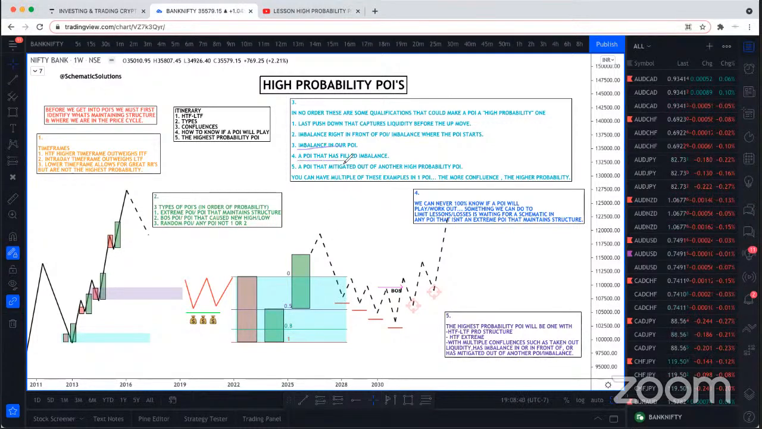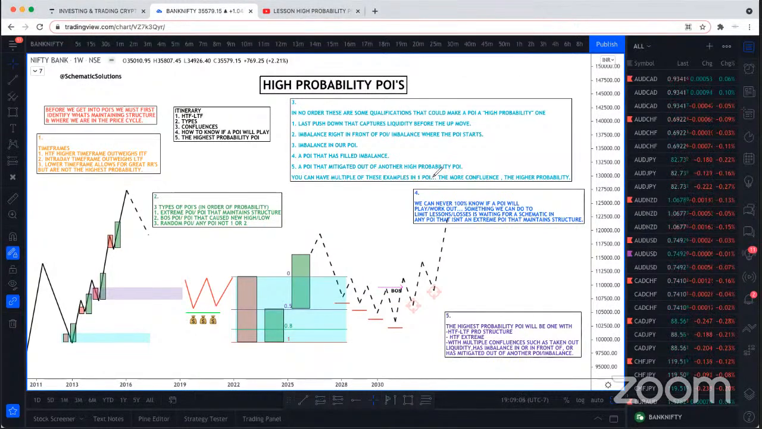The next is when our point of interest has filled imbalance. We treat imbalance pretty much like liquidity, or like a mitigation of price. When price fills liquidity, or takes liquidity, when price fills imbalance, when price mitigates out of another POI, it's a higher probability POI. And keep in mind, we can have multiple examples all inside of one.